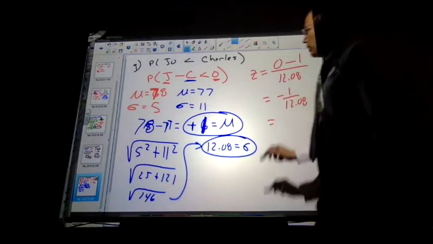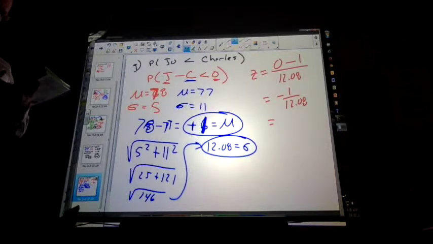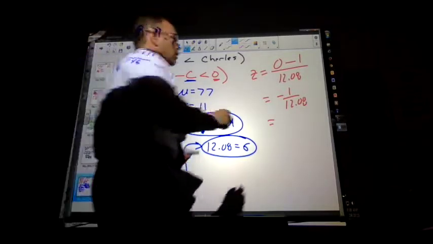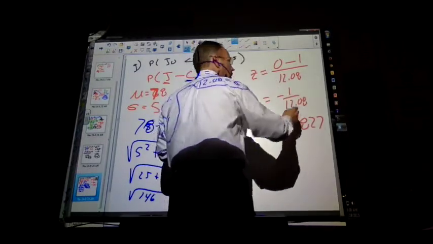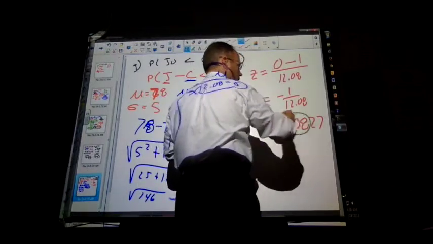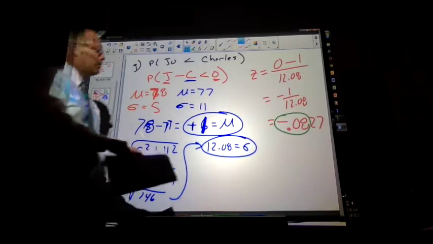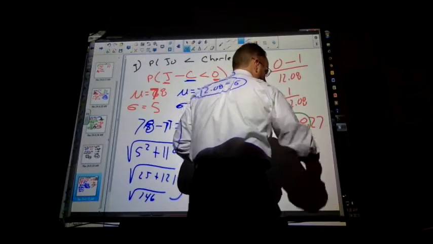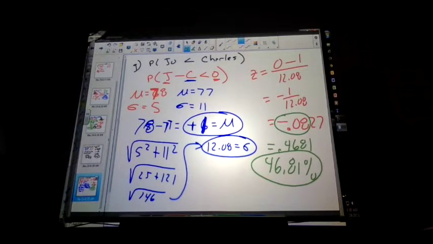Help me out on a calculator, somebody, please. What does that come out to? Negative 0.0827. Okay? So that's what we need to look for as far as your z-score in the back. So negative 0.08 is roughly 0.4681, which means 46.81% of the time, Joe's score will be less than Charles' score. Okay, so 46.81% of the time, Joe will get a score lower than Charles.